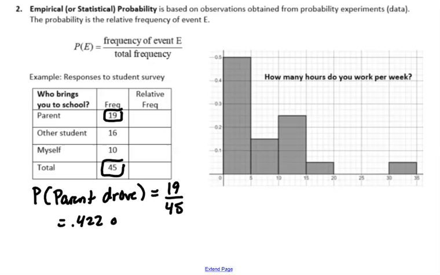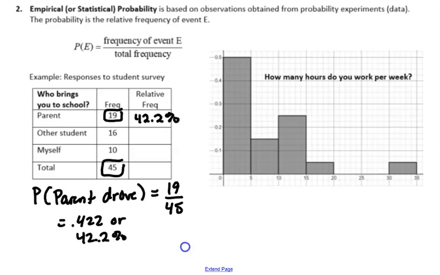0.422 or 42.2%. All three of those ways are equally valid ways to express a probability. I can say it's 19 out of 45, or it's 0.422, or it's 42.2%. All of those can be used to express probability. Notice the 42.2% is also the relative frequency, or we could also call it 0.422.